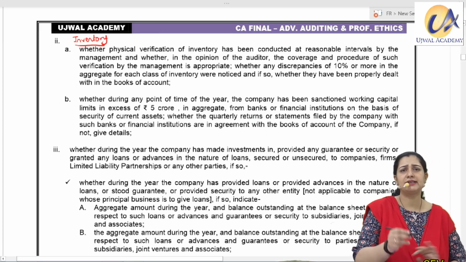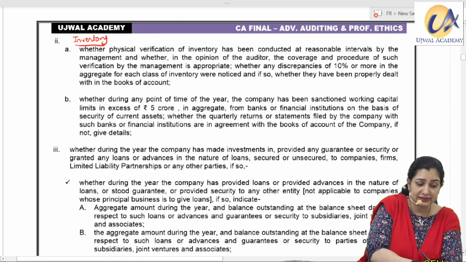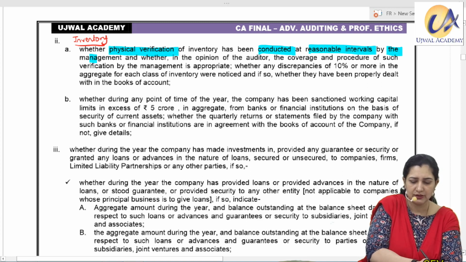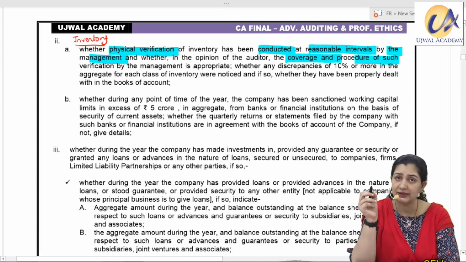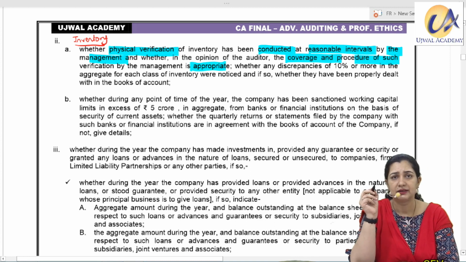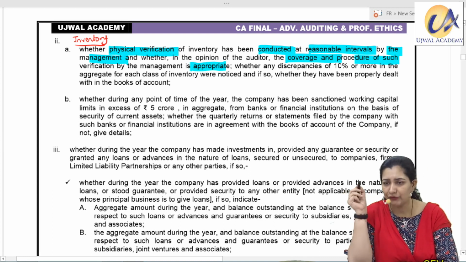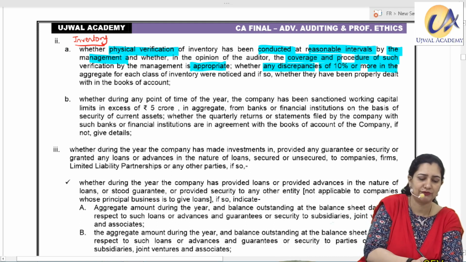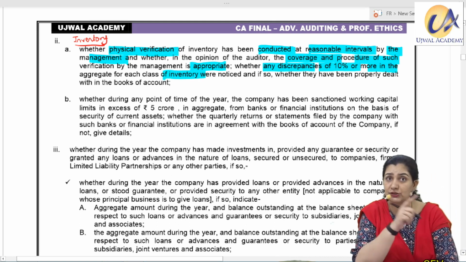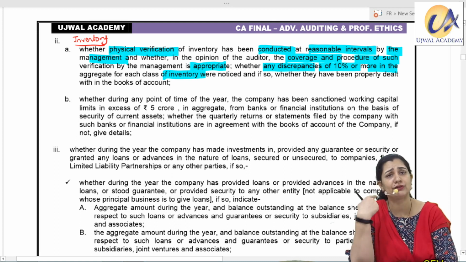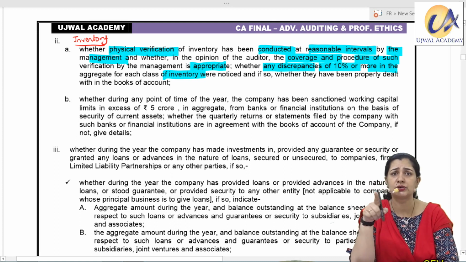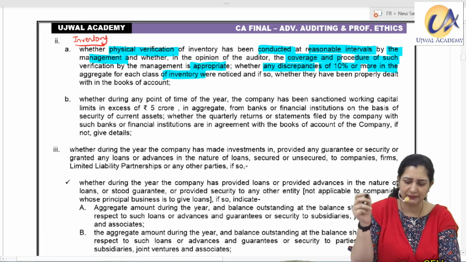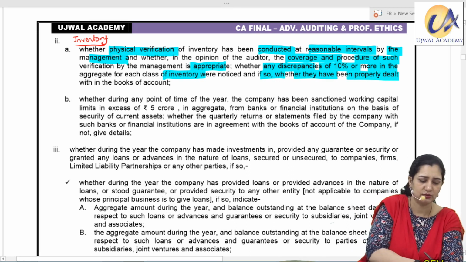Simple point: for inventories we have to mention whether physical verification is done at reasonable intervals by management. What is the procedure? Is it properly and appropriately done? And if on physical verification you have seen discrepancies of 10% or more for the inventory, for each class you have to see. Each class of inventory means raw material, WIP, finished goods, stock in trade, anything. If the discrepancy is more than 10%, whether it is properly dealt with in the books.